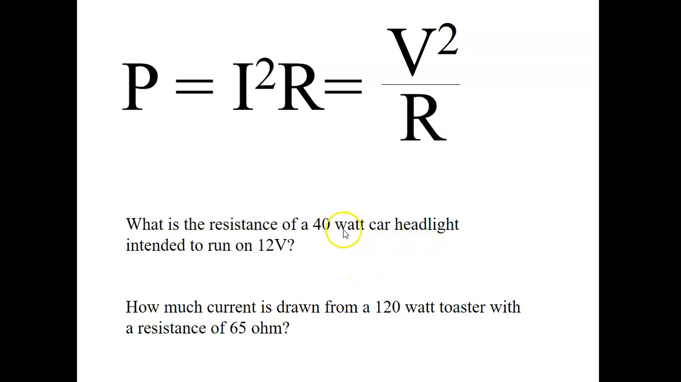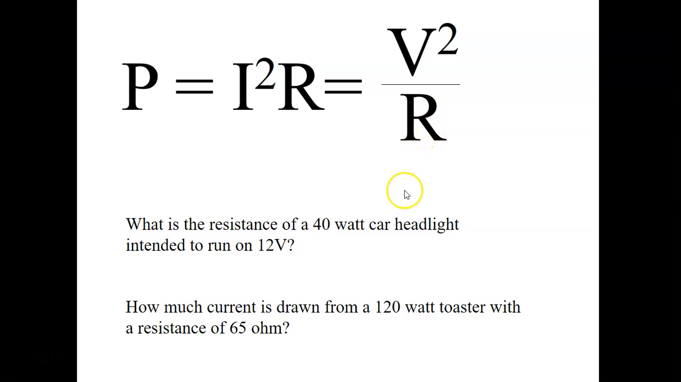So these are a couple problems. I'm not going to work these, but we'll figure out which equation we would use. What is the resistance of a 40-watt car headlight intended to run on 12 volts? So we've got 40, that's our power, and 12 volts, so that must mean we're using this form of the equation, P equals V squared over R.